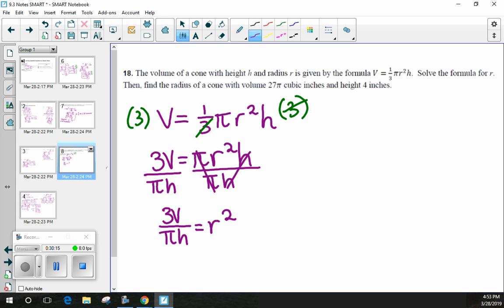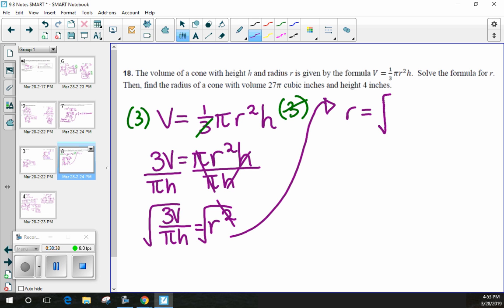And now we start to see why this is in this lesson. Like, oh, okay, now I'm at r squared. Last step is just a matter of getting rid of the power like we have been by just taking the square root of both sides, which cancels that power. So for the first part in this problem, we can rewrite this formula and express the radius of a cone as the square root of 3V over pi times h.